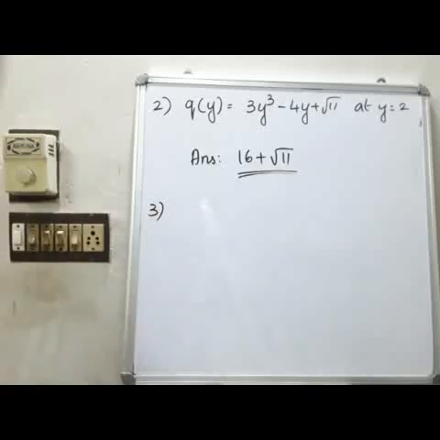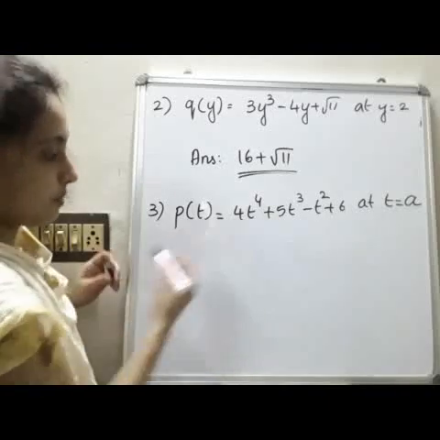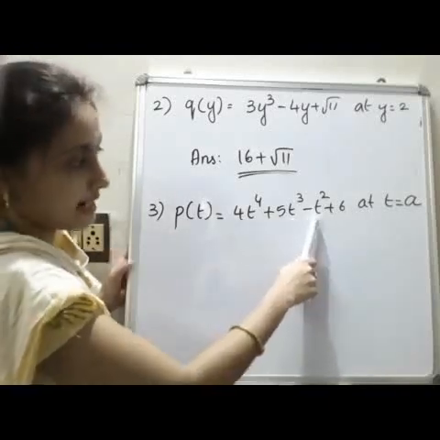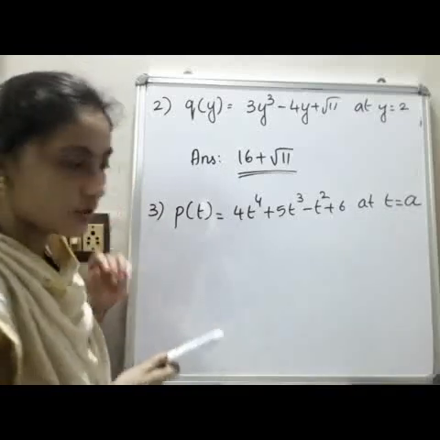So please write down the third question. Next question is P of t is equal to 4t raised to 4 plus 5t cube minus t square plus 6 at t is equal to a.